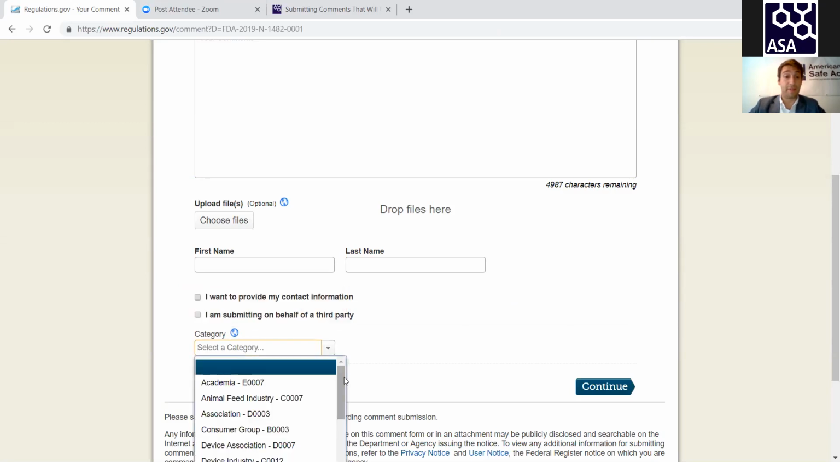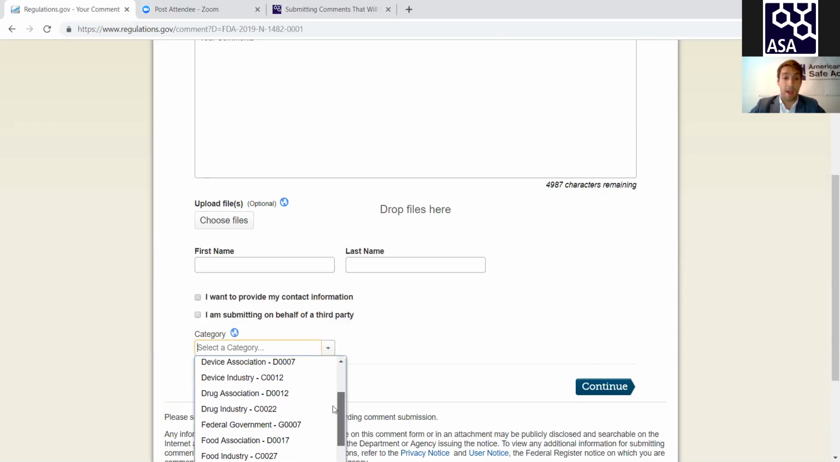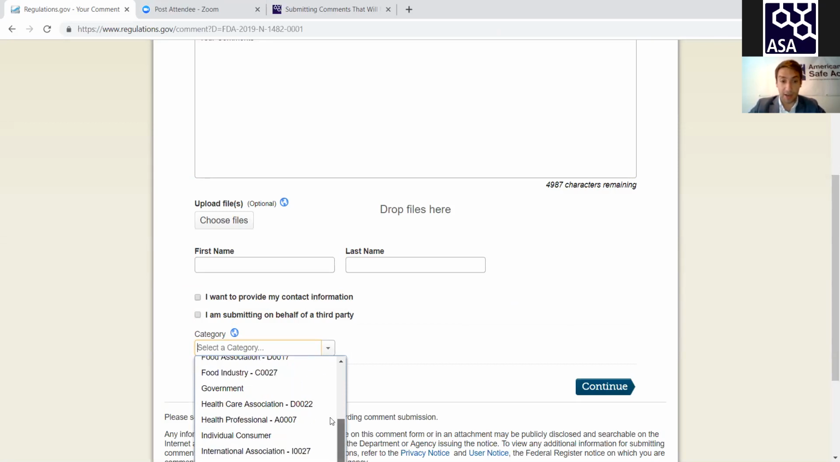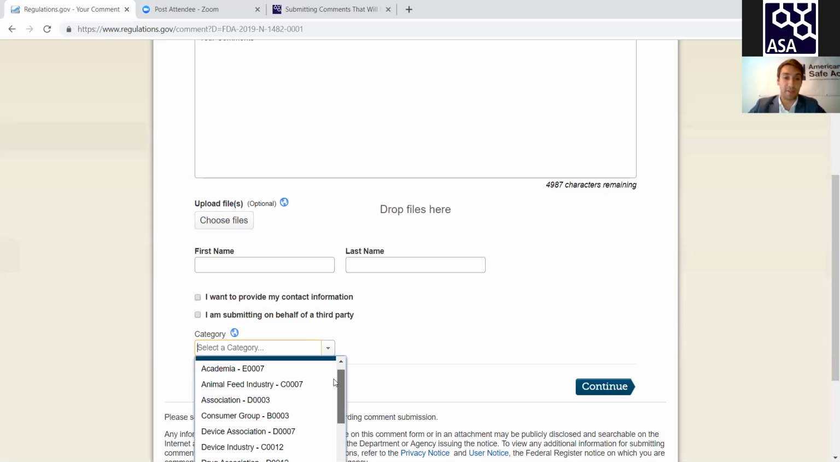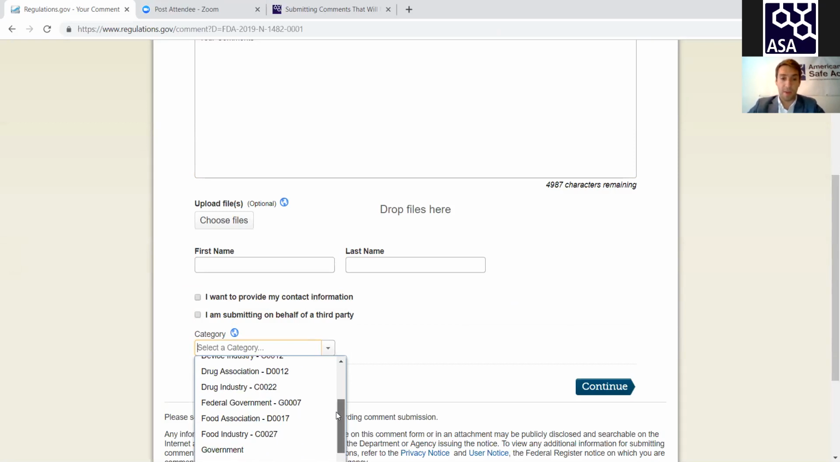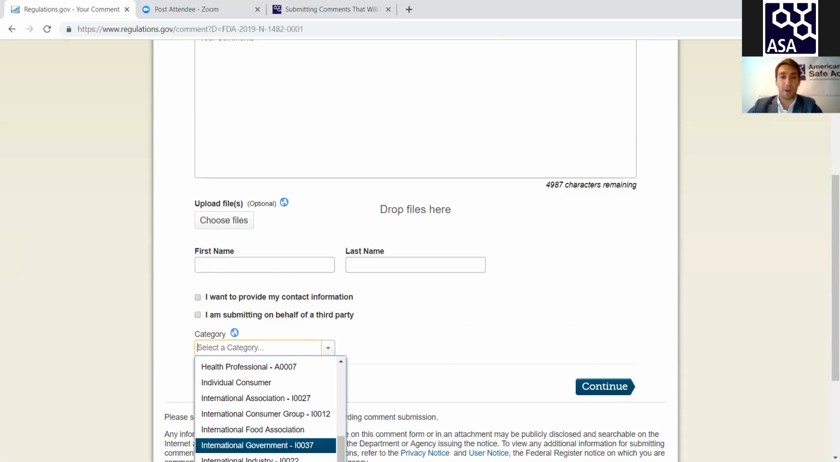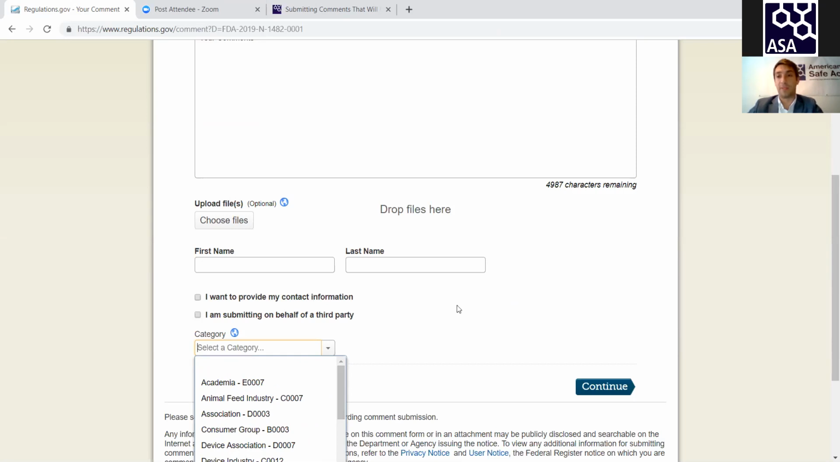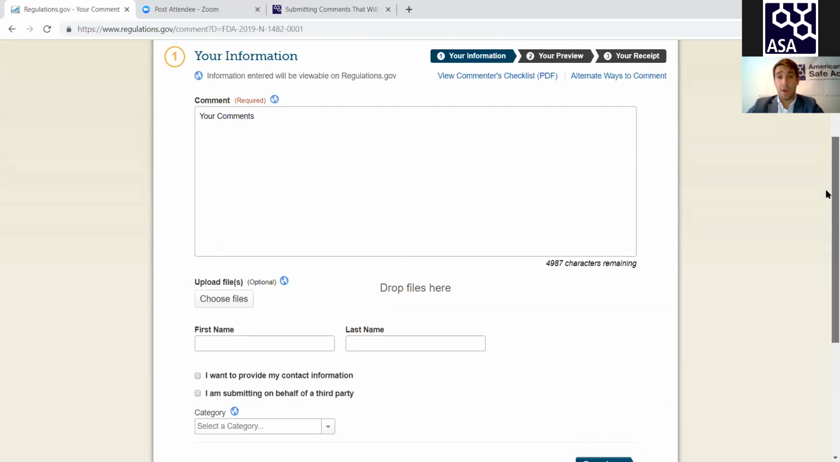The platform lets you select a category you're submitting from. I identify ASA as a healthcare association. There's drug associations, but the way that is coded, it is reserved mainly for pharmaceutical companies, and I certainly don't want the FDA to conflate us with one of those. But there's government, individual consumer, and for most of you watching this webinar, you'll fall in the individual consumer category, but choose whichever most appropriately describes the perspective you are commenting from.